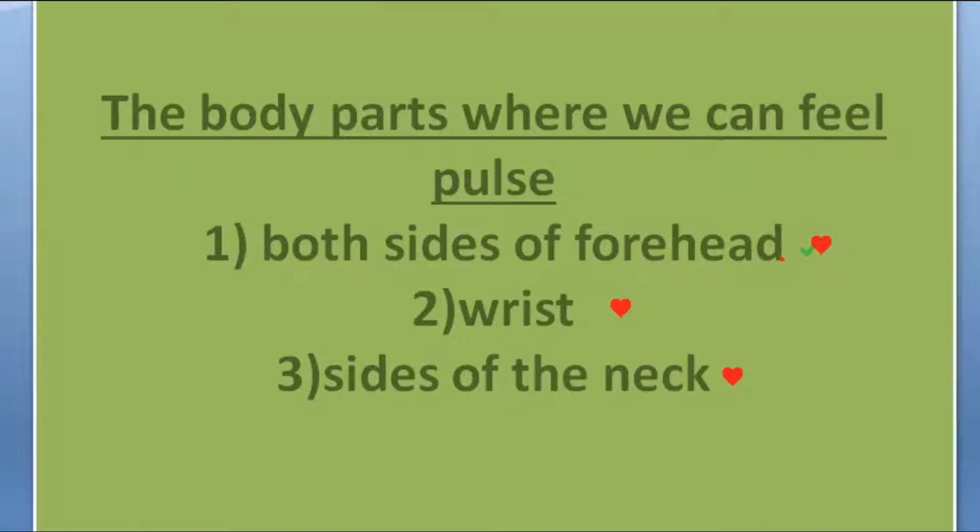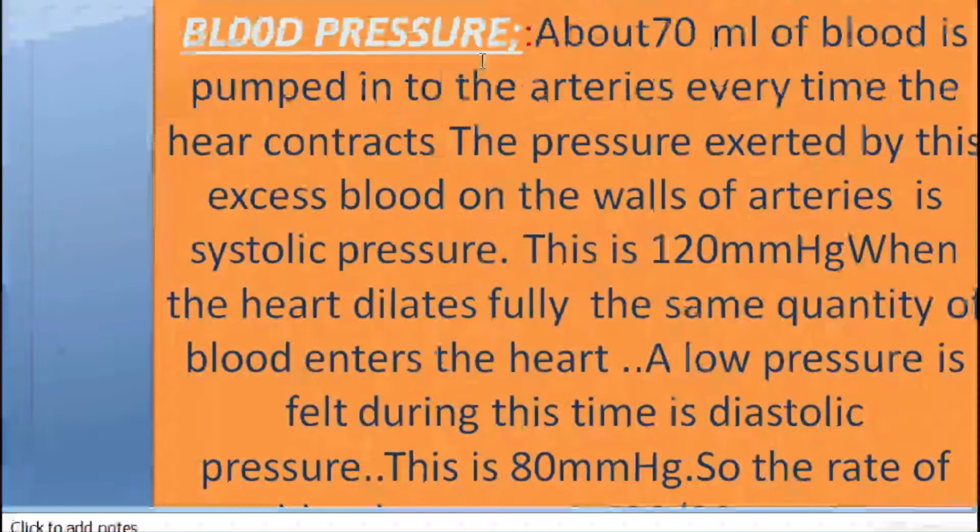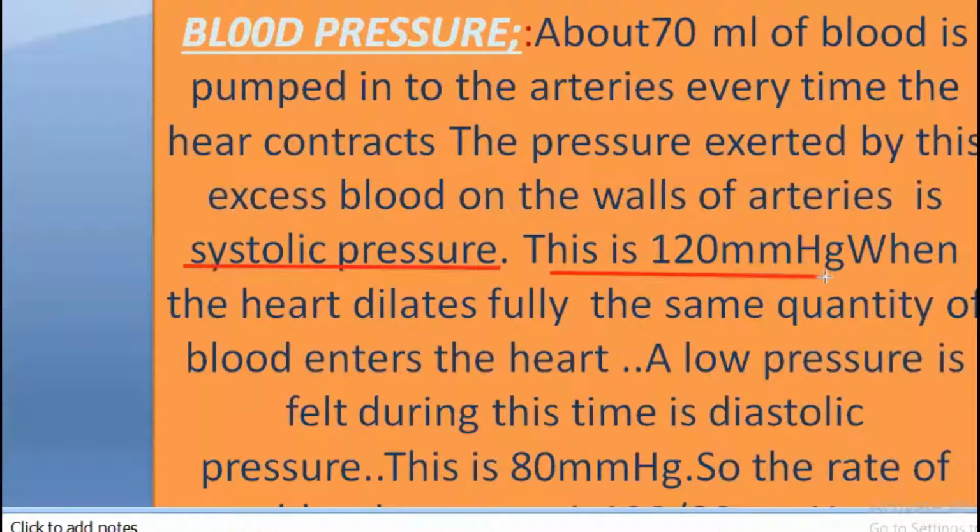Then next is about blood pressure. About 70 milliliters of blood is pumped into the arteries every time the heart contracts. The pressure exerted by this excess blood on the walls of the arteries is known as systolic pressure. Actually, that is 120 mmHg.